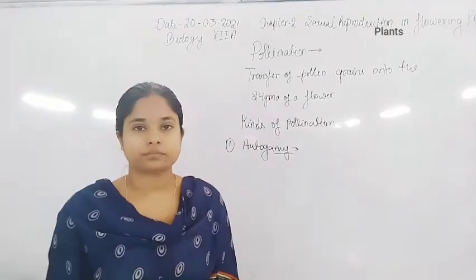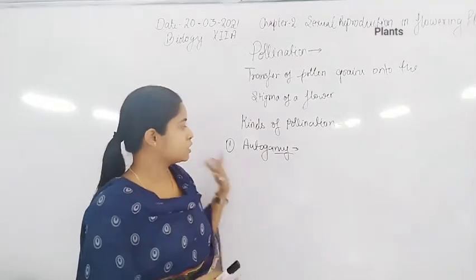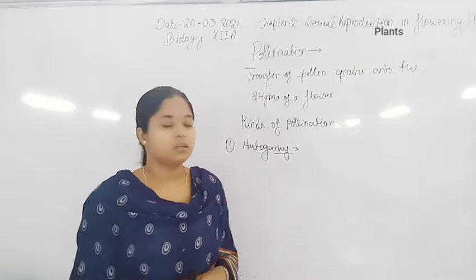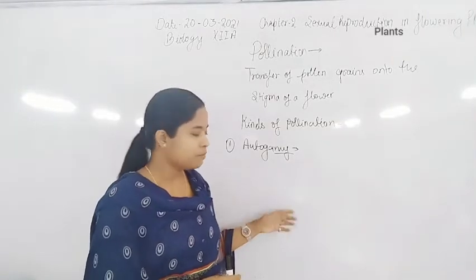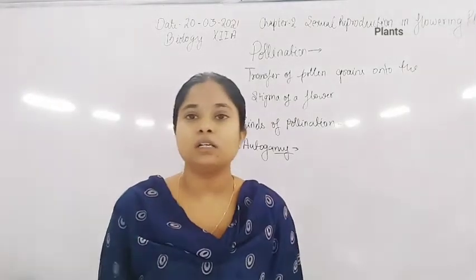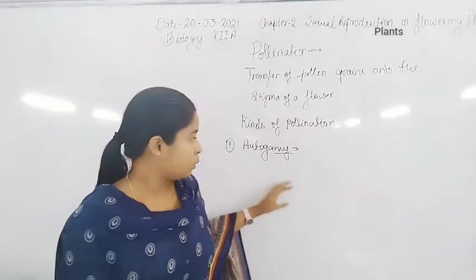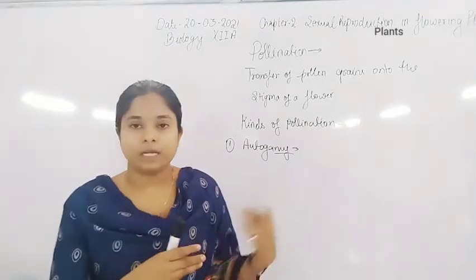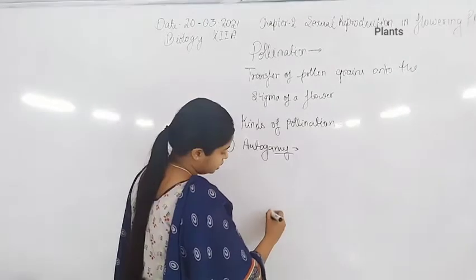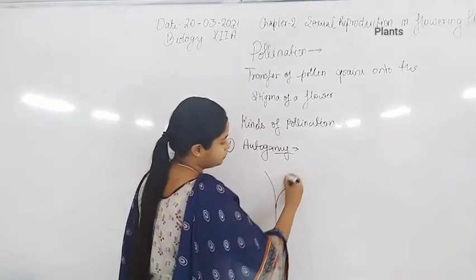Autogamy. Now this kind of pollination involves the transfer of pollen grain. Pollen grain transfer takes place within the same flower of the same plant. So it will not depend on the plant, because the pollination is considered within one flower on the same plant. That type of pollination is known as autogamy, in which the pollination transfer, this is the flower, this is the plant and here is the flower.